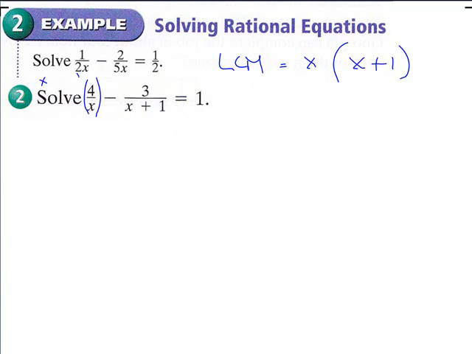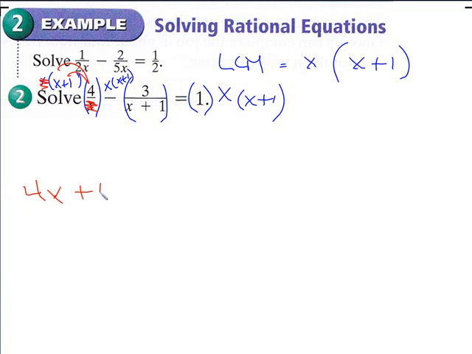Turn it up a little bit. X times an x plus 1. Multiply this by an x plus 1. Multiply this by an x and an x plus 1. Now the reason why we do that is it should get rid of our denominators. The x's, this x cancels with this x, so you're just left with this. Distribute the 4. 4x plus 4. Over here the x plus 1 cancels with this x plus 1. You're just left with the x.